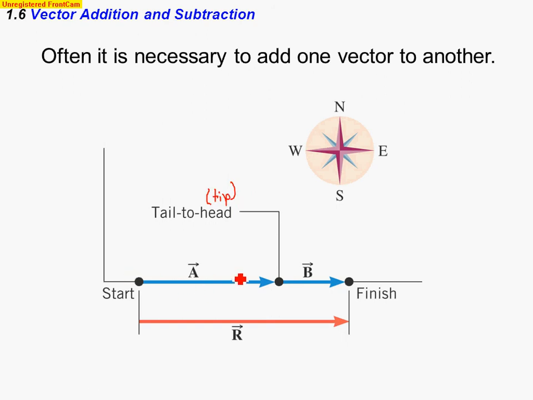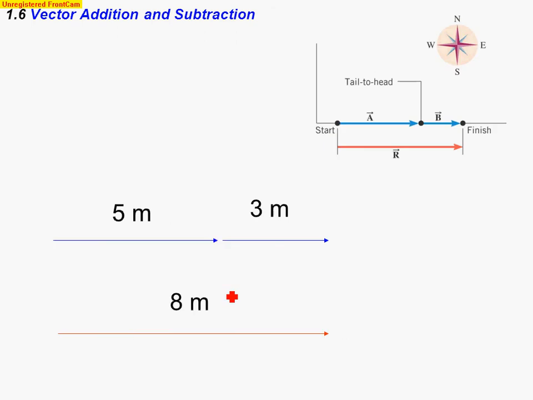So if you have two vectors that are already pointing in the same direction, it's very easy to see that if you place them, the tail of one vector at the head of the first vector, you're basically just adding them together. So here's an example. If we have a 5-meter vector plus a 3-meter vector in the same direction, we get one big vector that's 8 meters in that direction.